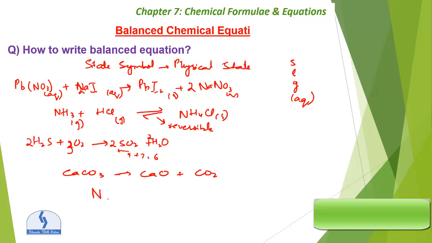Now dinitrogen pentoxide. Di means 2, and penta means 5. This is solid. We are heating it. NO2 and oxygen gas. How will you balance it? Now, yes, first we have to check oxygen. There are 5 atoms of oxygen on the left, and on the right hand side there are only 4 atoms of oxygen. We cannot do 5 atoms of oxygen on the right hand side, right? Remember this thing. So what will we have to do?